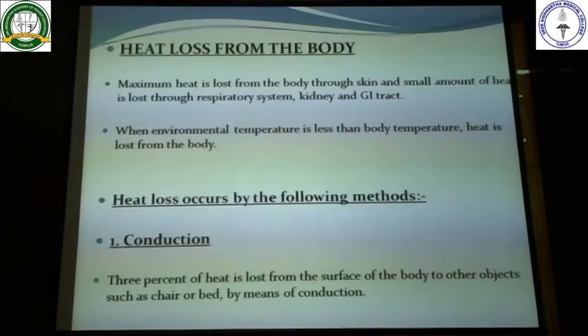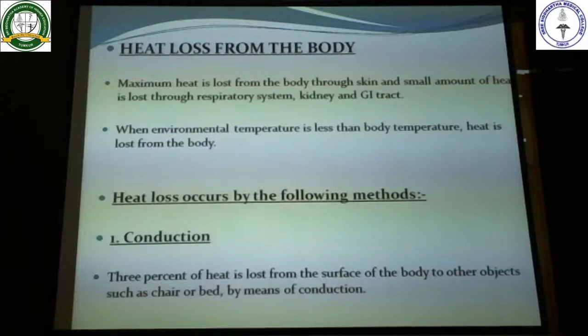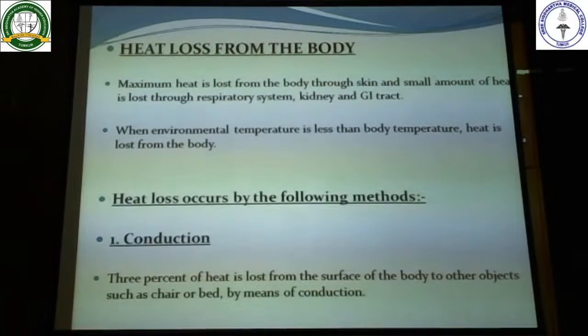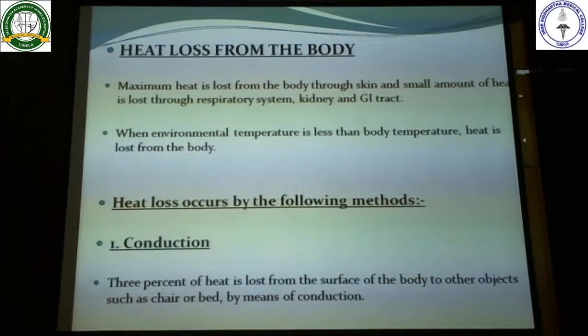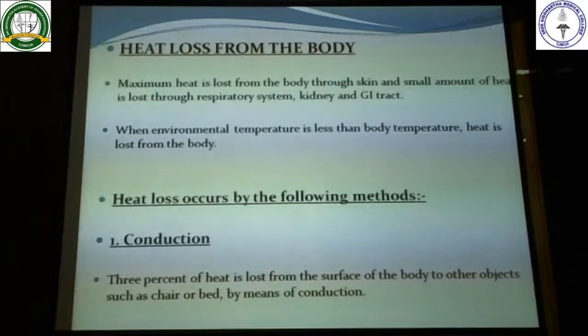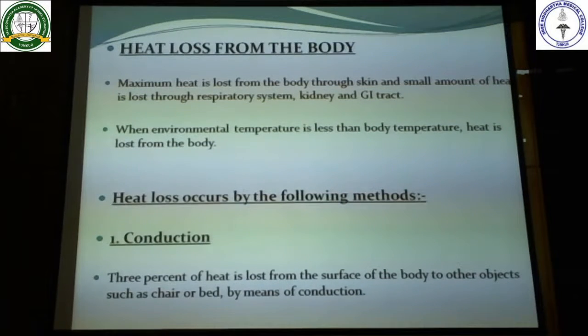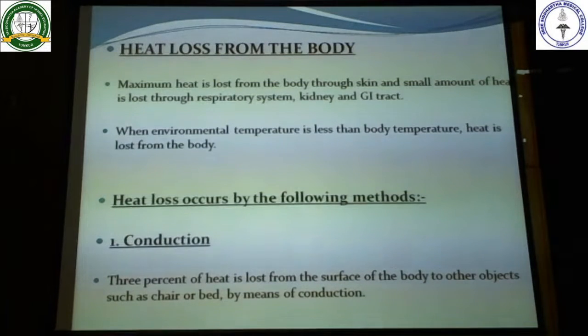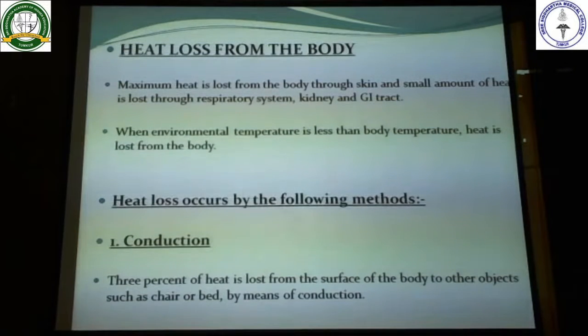Majorly it has to be skin by conduction, convection, radiation, evaporation, and in dogs there is one more thing, panting, that we will be discussing right now. And apart from this, a small amount of heat is also lost by other systems. So what are the other systems? Respiratory system is there, then you have got the excretory system, and then the GI tract is there, right?